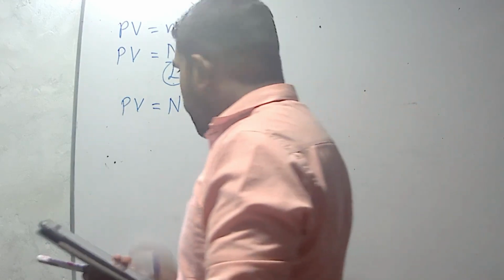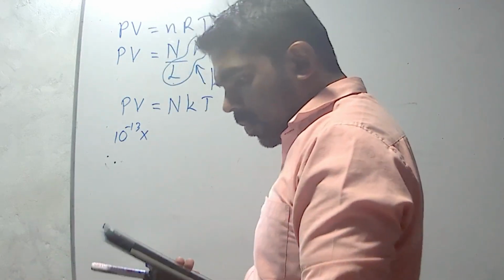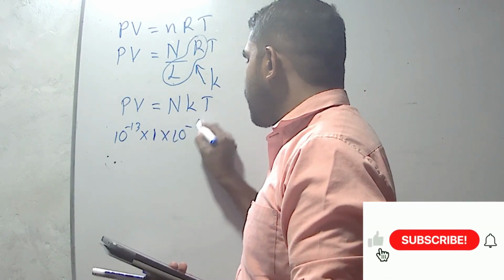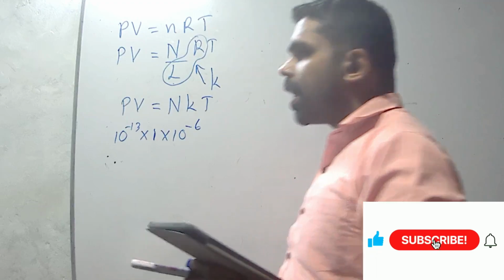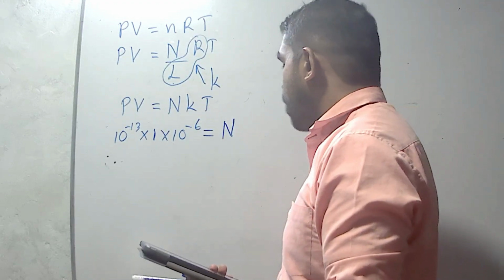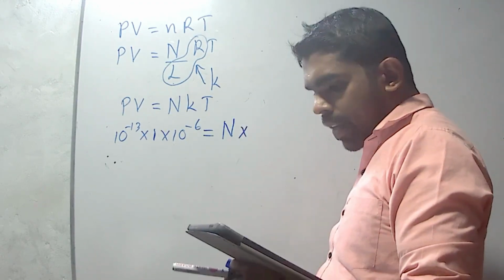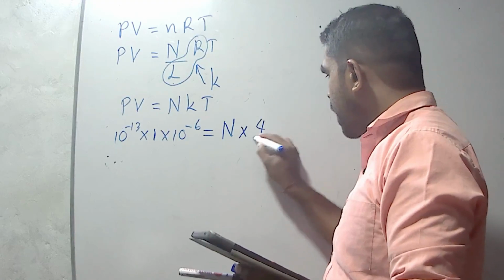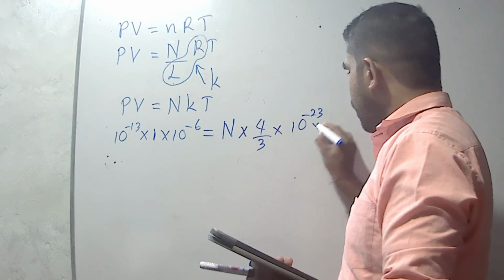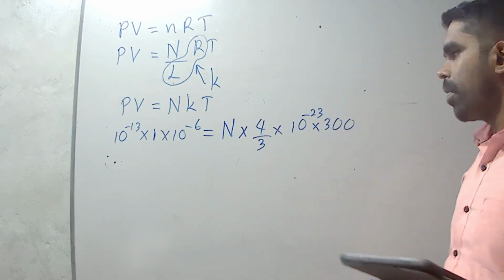Pressure 10 to the power minus 13. Volume 1 cubic centimeter, 1 into 10 to the power minus 6. We have to convert cubic centimeters to cubic meters, and we have to find the number of molecules. k is Boltzmann constant. We can substitute the value given as 4/3 into 10 to the power minus 23. T is the absolute temperature, it is 300 Kelvin.